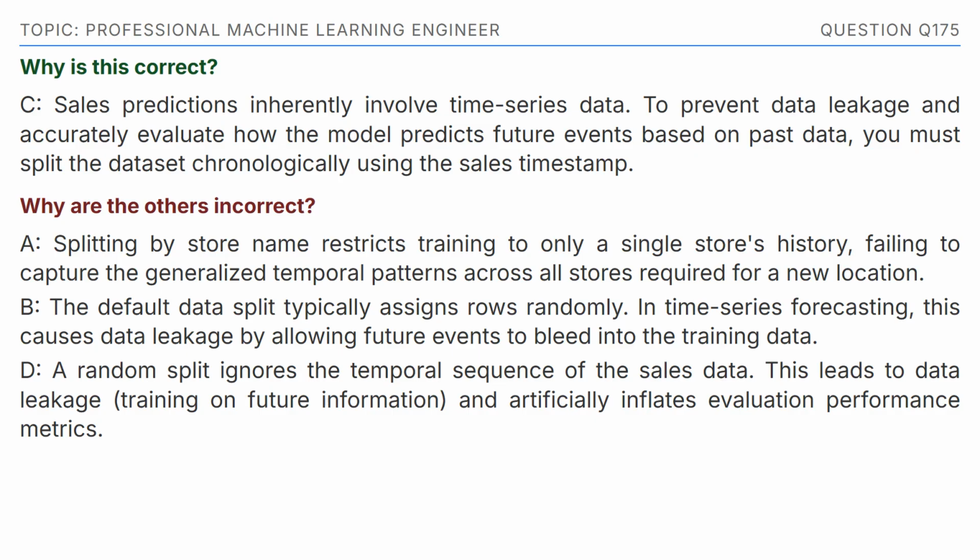A. Splitting by store name restricts training to only a single store's history, failing to capture the generalized temporal patterns across all stores required for a new location. B. The default data split typically assigns rows randomly. In time series forecasting, this causes data leakage by allowing future events to bleed into the training data. D. A random split ignores the temporal sequence of the sales data. This leads to data leakage, training on future information, and artificially inflates evaluation performance metrics.